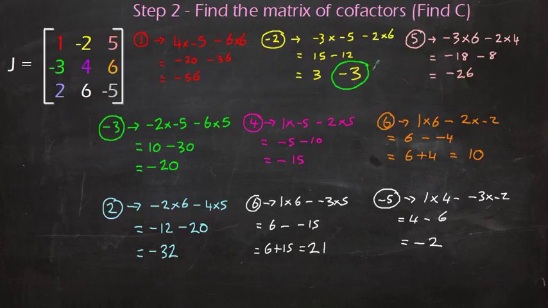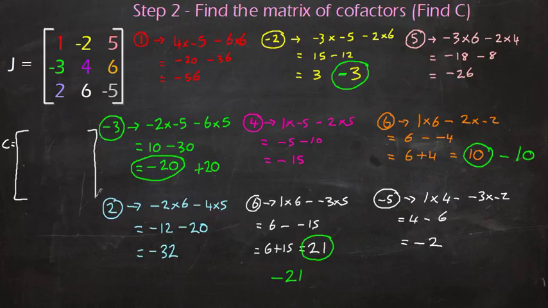And like I said earlier, every other element we have to change its sign. So if it was positive, it becomes negative, and if it was negative, it becomes positive. So that 3 will be a minus 3. Minus 20 will actually become plus 20. 10 will become minus 10. And 21 will become minus 21.